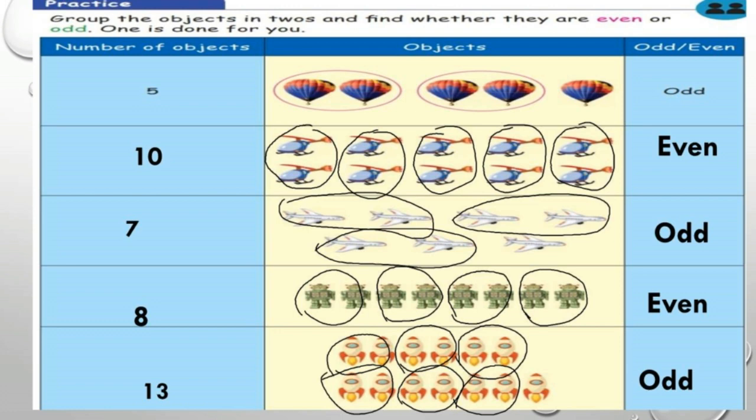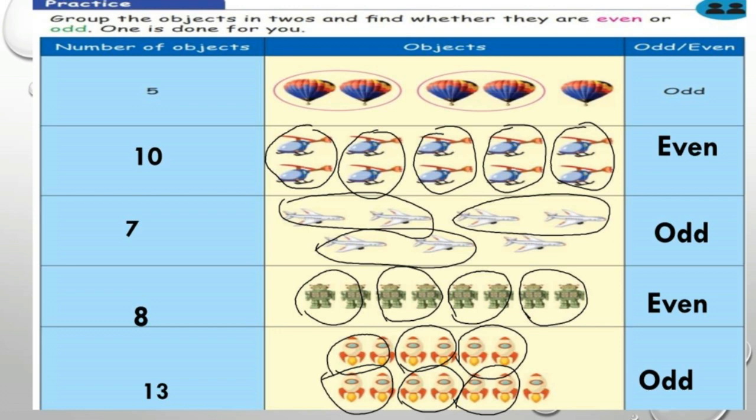The third one, it's an aeroplane. So how many aeroplanes are there? There are 7 aeroplanes. You have to group the objects in 2s. After making the groups, is there any remainder? Yes, we have a remainder 1. So it's an odd number. So next one is a robot. How many robots are there? There are 8 robots. After grouping the objects, we have no remainder. It is an even number.